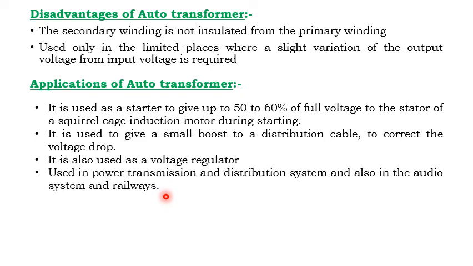In railways, there will be a variation in the voltage during starting and during running condition. In that case the auto transformer can be used, and even in audio systems also. In audio there will be variation, so with the variation in voltage there will be a change in the audio system or audio device. In that case the auto transformer can be used.